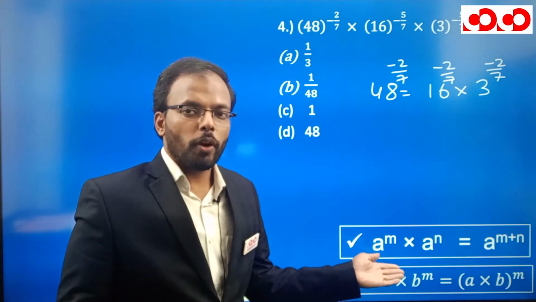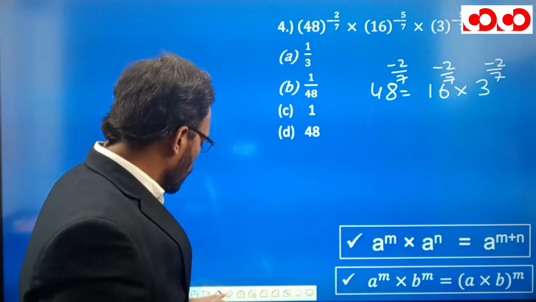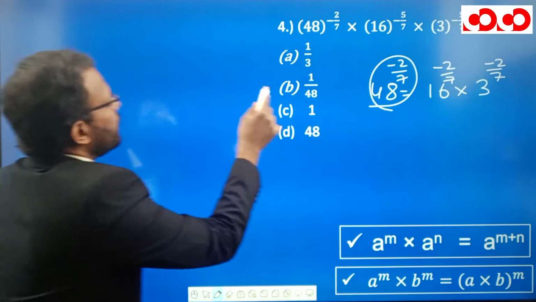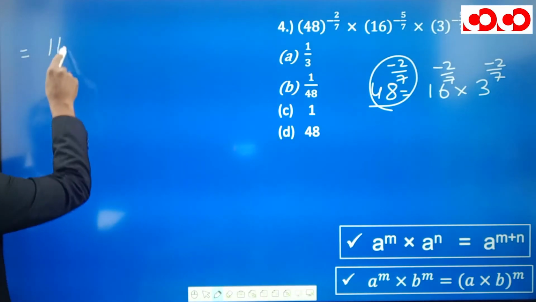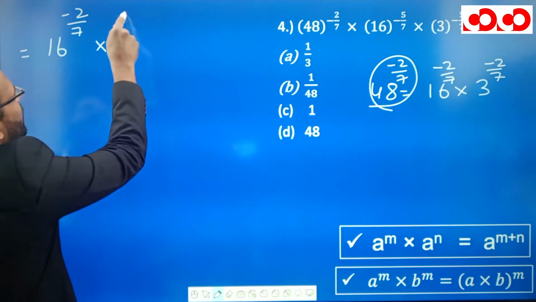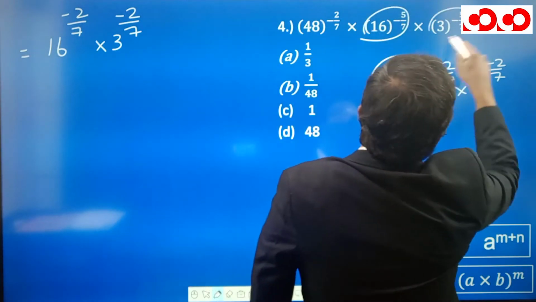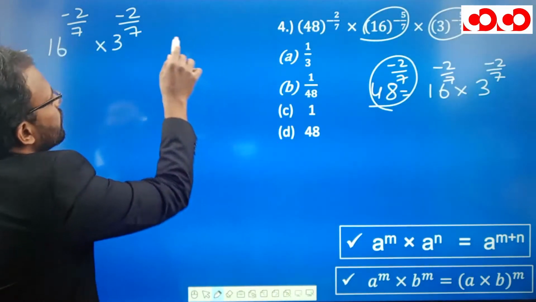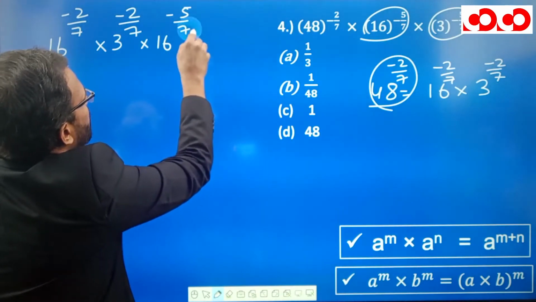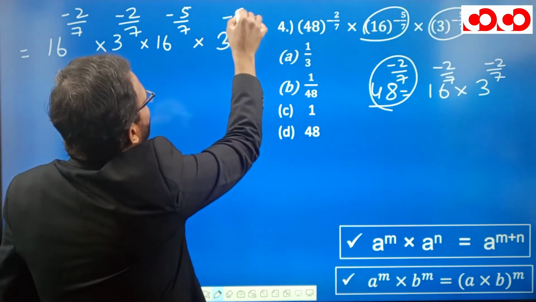And we also know this formula that a to the power m into a to the power n is equal to a to the power m plus n. So what we get finally is, see, this 48 can be written like this. Let me write over here 16 to the power of minus 2 by 7, multiplied by 3 to the power of minus 2 by 7. This is what 48 to the power minus 2 by 7 is. And over here, if we try to solve it, what we are getting is 16 to the power of minus 5 by 7 multiplied by the next number, 3 to the power of minus 5 by 7.